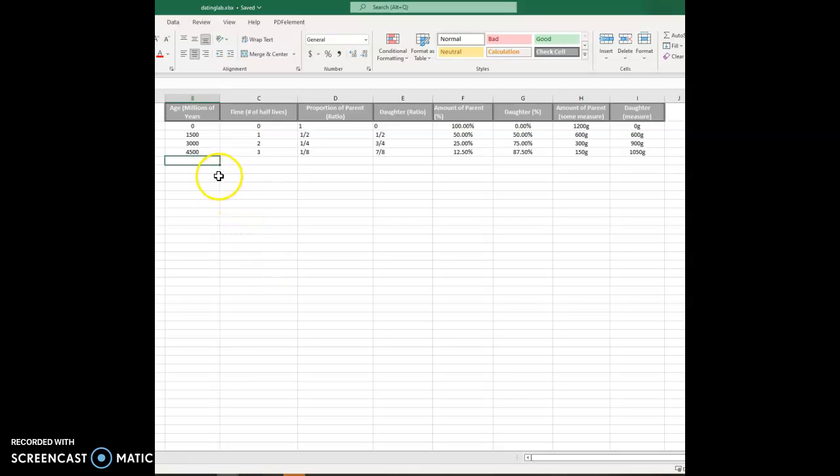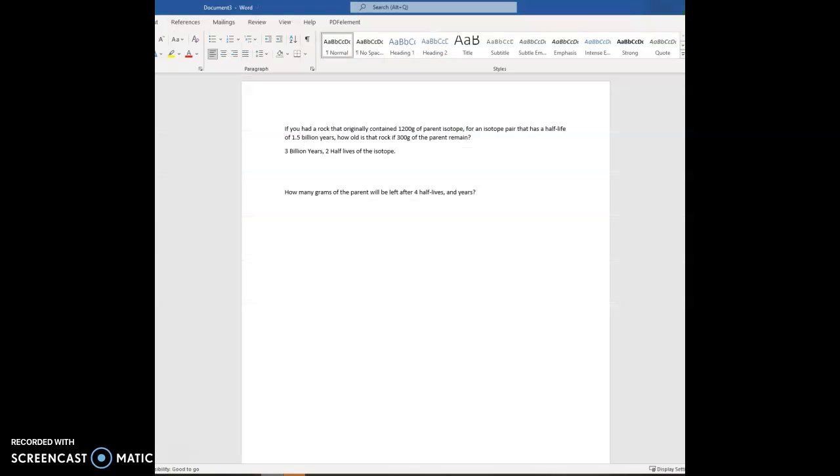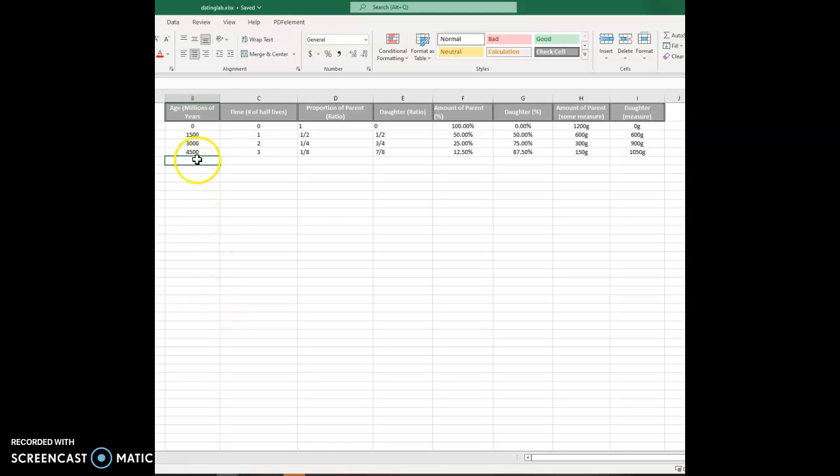So 4 half-lives is what we're going for. So 6 billion years, aka 6,000 million years. The 4th half-life will be 1/16 of the parent, so 15/16 of the daughter.